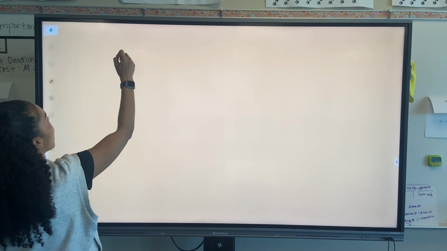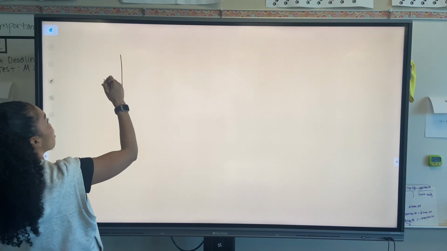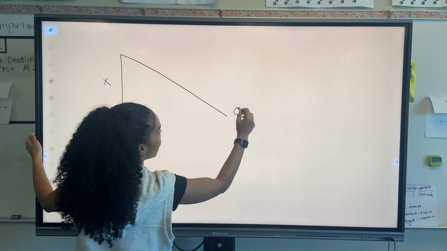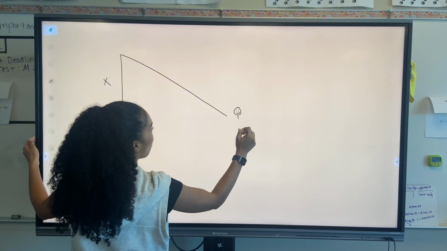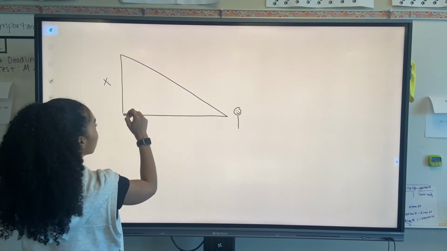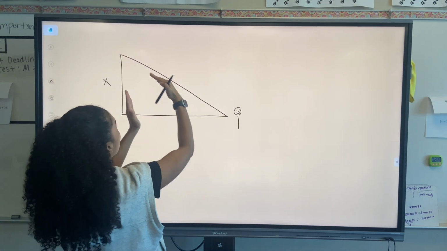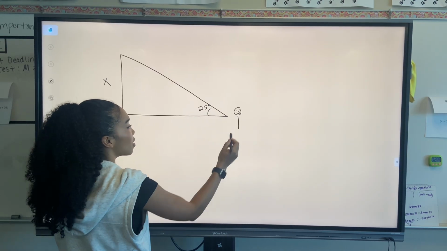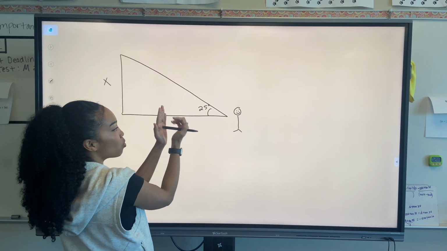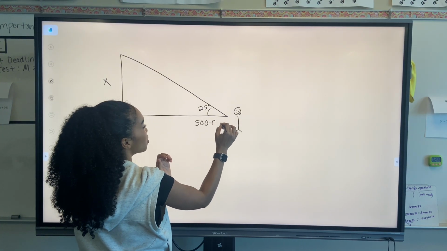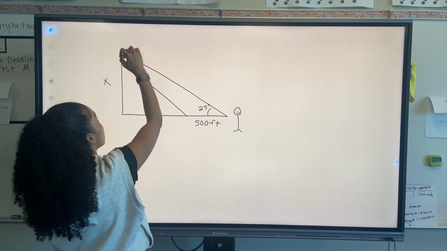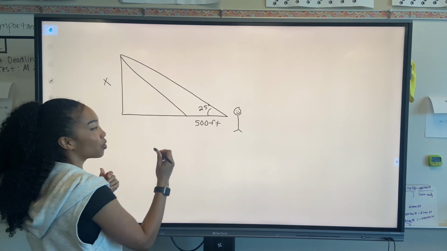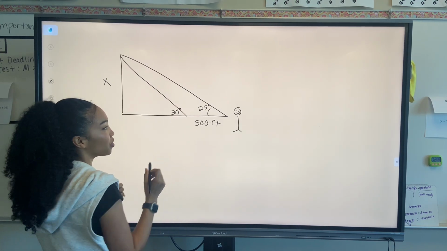Okay, so let's say we have a mountain and we don't know the height of this mountain right here. And let's say you are right here and you are walking, and the angle as you're looking up at the mountain, let's say it is 25 degrees. And let's say you walk forward 500 feet. So as you get closer to the mountain, now you're right here, you're gonna have to incline your head a little more. So this angle is now 30 degrees.